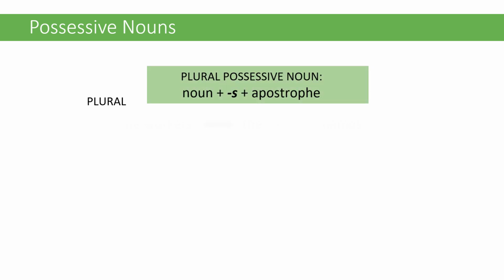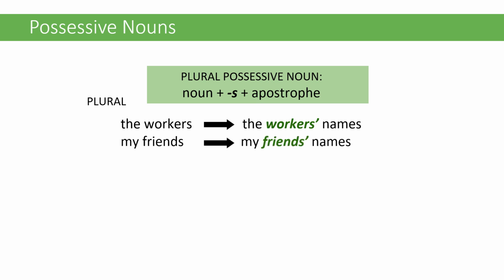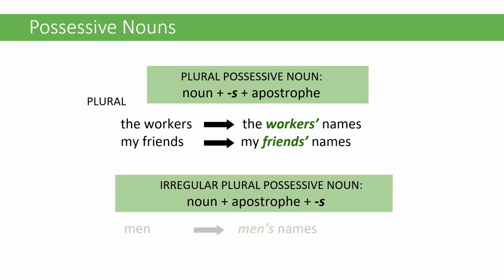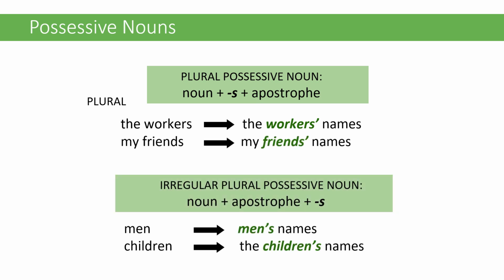For plural possessives, we use S plus an apostrophe, as in the examples, the workers' names, my friends' names. In these examples, we know there is more than one worker and more than one friend, because the apostrophe comes after the S. When the plural noun is irregular, we use apostrophe S, as in the examples, men's names, children's names.